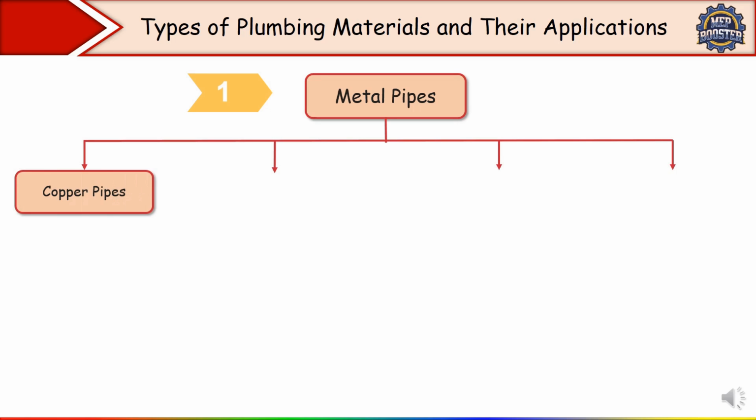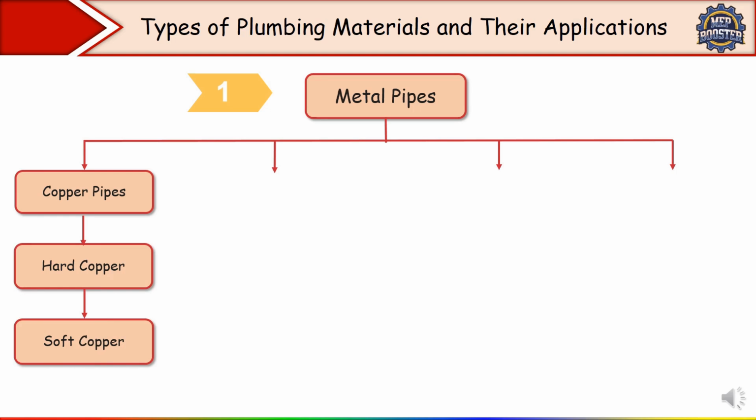The first one is copper pipes. Copper pipes may be further classified into two types, hard copper and soft copper. So what do you mean by hard copper? See, hard copper means rigid and durable. Normally this type of pipe is used for water supply lines, can be connected using soldering or compression fittings, and is suitable for both hot and cold water.